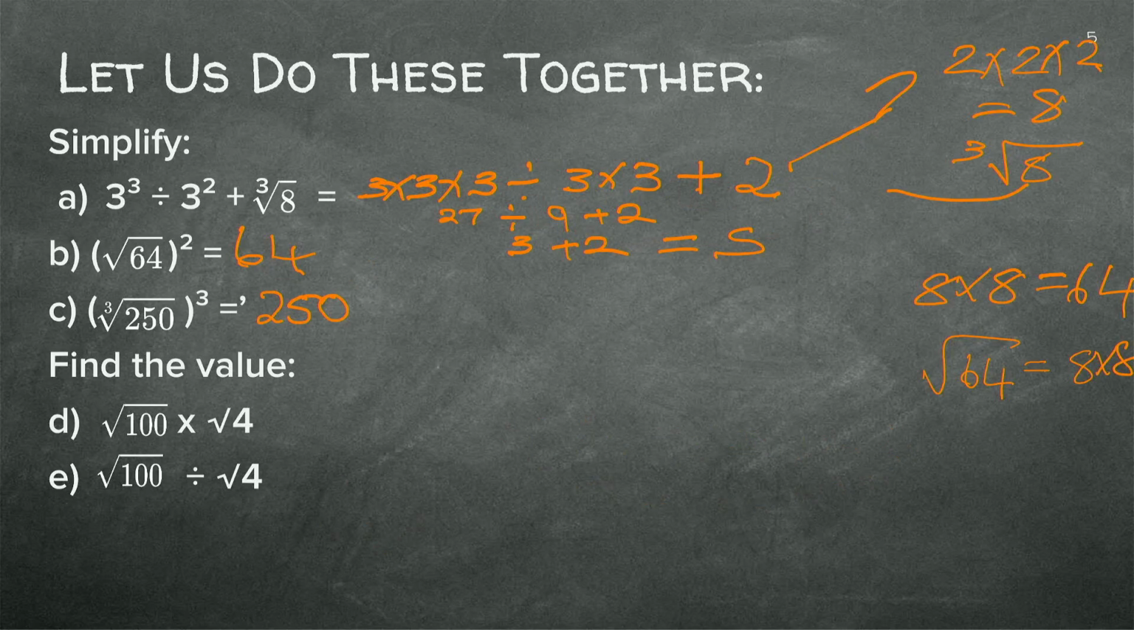They ask us to find the value of the square root of 100 times the square root of 4. So what is the square root of 100? It is 10, because 10 times 10 is 100. Times the square root of 4 is 2. 10 times 2. So what is our answer? 20. And then they ask us the square root of 100, divide by the square root of 4, and our answer is 5.